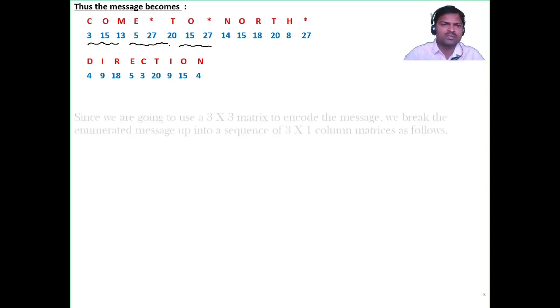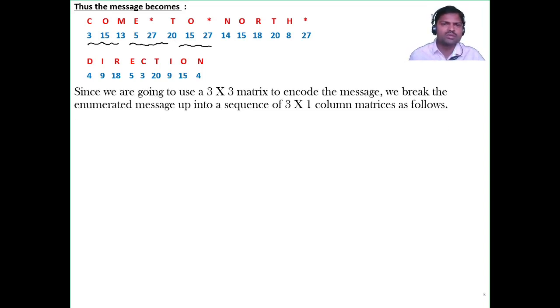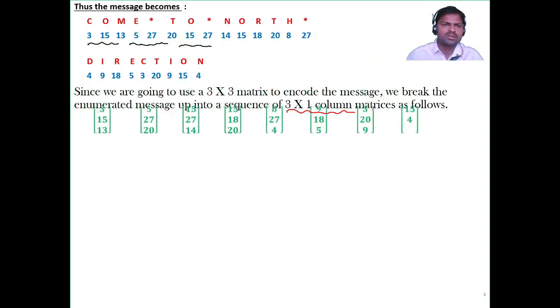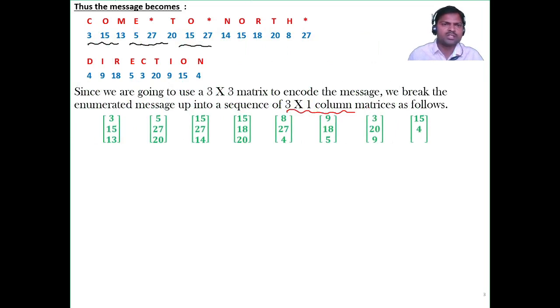How am I modifying it? Since we are going to use a 3 by 3 encoding matrix to encode the message, we break the enumerated message up into a sequence of 3 by 1 column matrices. So this is the enumerated message. The first message is come to north direction. Its enumerated message is 3, 15, 13, 5, 27, 20, and so on up to 4. This enumerated message breaks up into 3 by 1 column matrices as follows. Look at the first 3 entries.